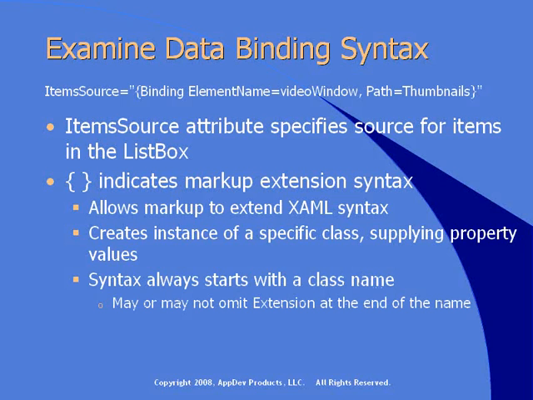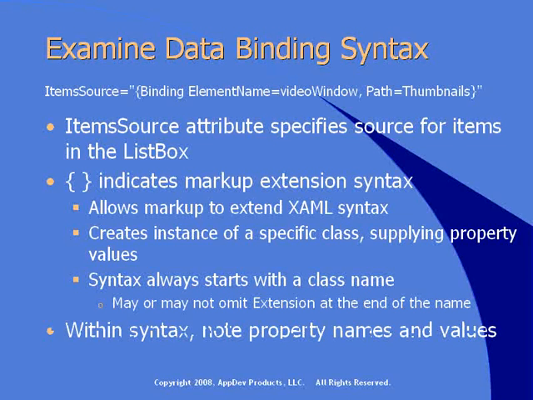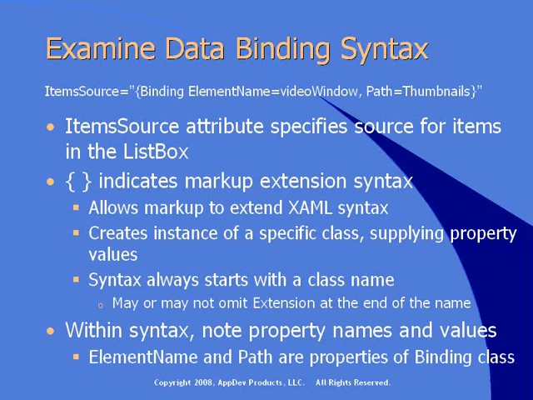The syntax always starts with a class name, and it may or may not omit "Extension" at the end of the name. For example, it could say BindingExtension or just Binding. Either way, you can see it there or not. Within the syntax, note property names and values. ElementName and Path are properties of the Binding class. The ElementName property indicates where to look for the data you're going to bind, and the Path property says which property of that instance you're going to use to retrieve the data.